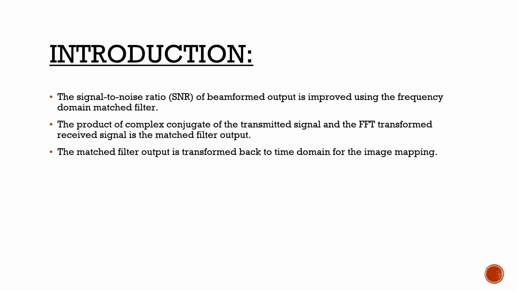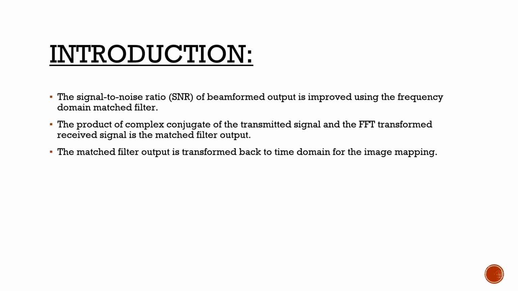So next step is match filtering. That is, after beamforming, the next step is match filtering. It is a frequency domain match filtering we are using here, which improves the SNR of beamformed output. In signal processing, a match filter is obtained by correlating a non-delayed signal or template with an unknown signal to detect the presence of the template in the unknown signal. This is equivalent to convolving the unknown signal with a conjugated time reverse version of the template.